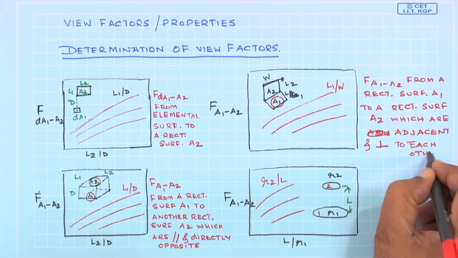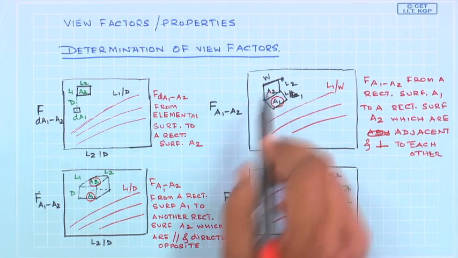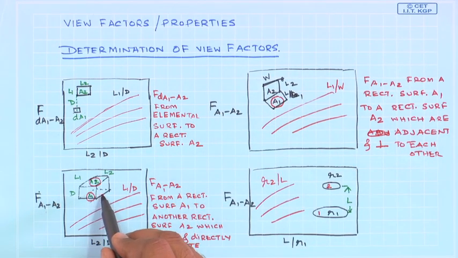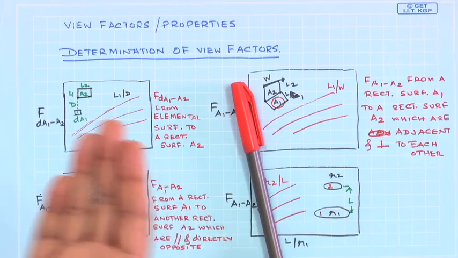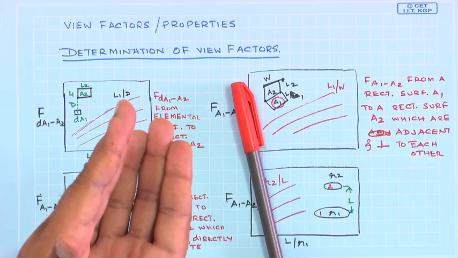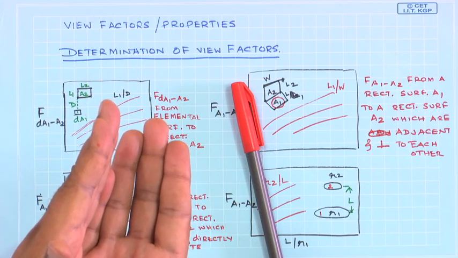You can imagine A1 and A2 are the two sides of this rectangle, or if you open a book like this, where the two surfaces are perpendicular to each other. Then the view factor of this surface to this adjacent surface, which is touching it and perpendicular to it, is the view factor that we are trying to find out here. So, inside a rectangle, the base and the adjoining surface is the value which we are trying to get.